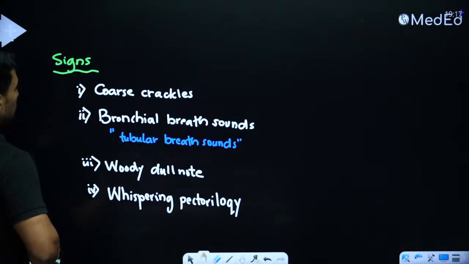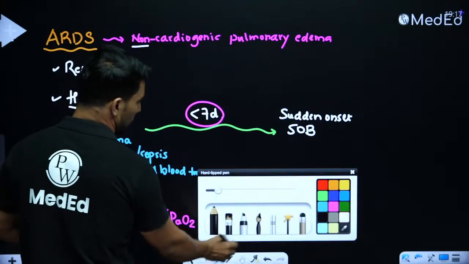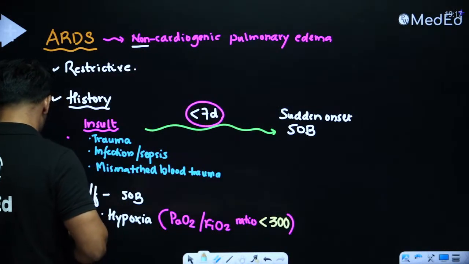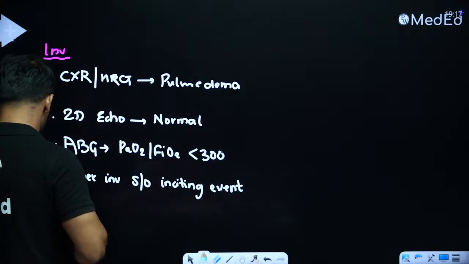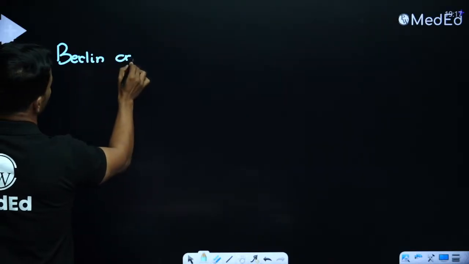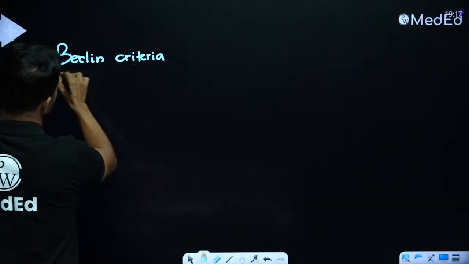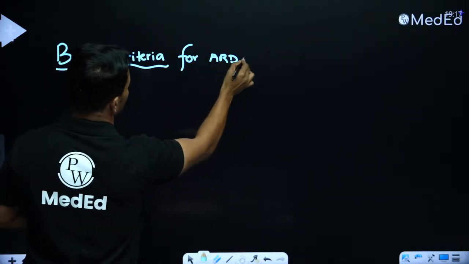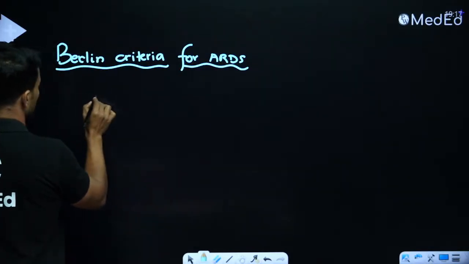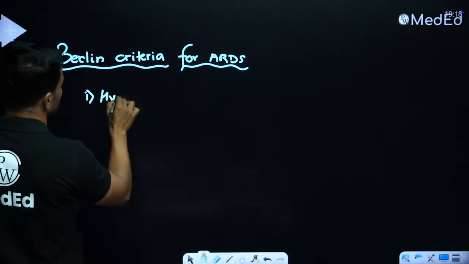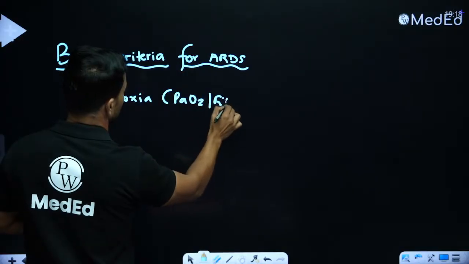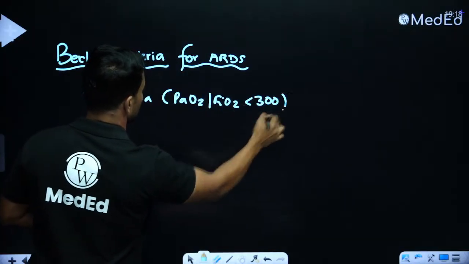And just because I'm talking about ARDS, before I go forward, let me tell you that for the diagnosis of ARDS, we follow a criteria which is called as Berlin criteria. You should be aware about it, which is the same points that we just discussed. What are those? Berlin criteria says you can call a case as ARDS, acute respiratory distress syndrome, if the patient is having number one, hypoxia, which is defined as PaO2 by FiO2 ratio of less than 300, less than 300.